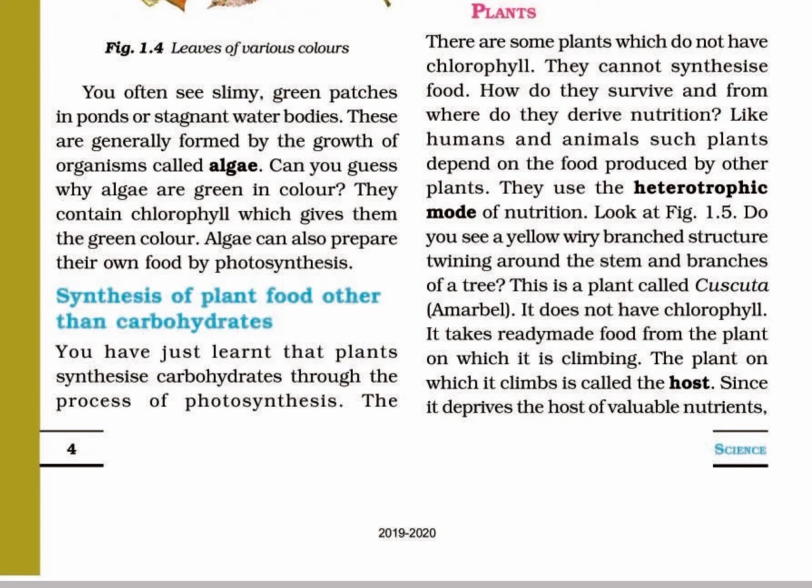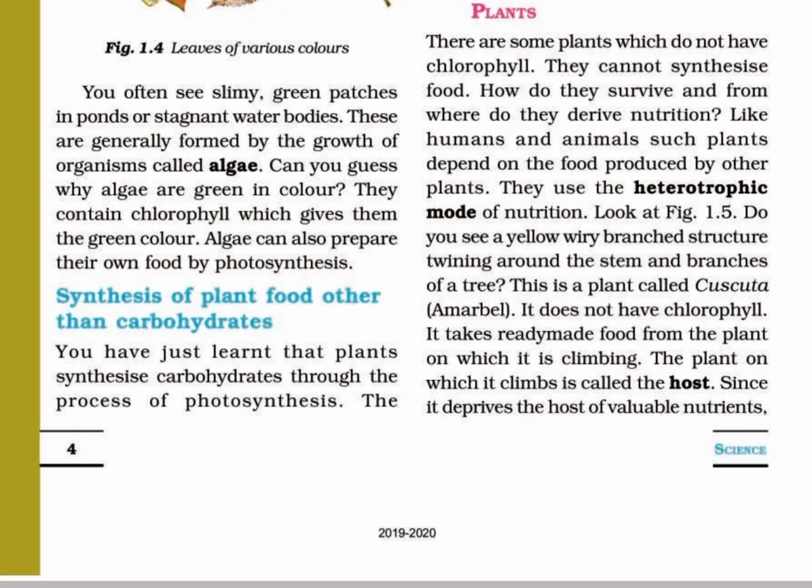Let me give the answer. Because they have a green pigment called chlorophyll which gives them the green color. Yes, algae can also prepare their own food by photosynthesis. So like plants, organisms called algae can also prepare their own food by the process of photosynthesis.